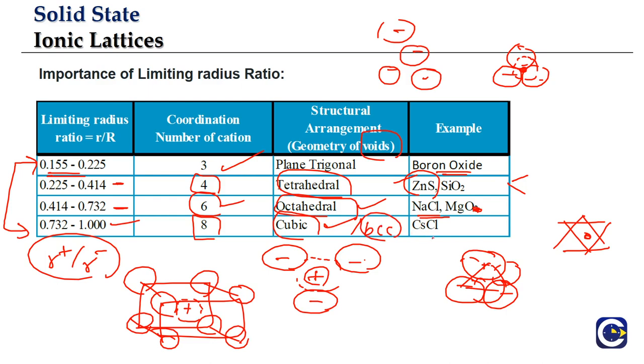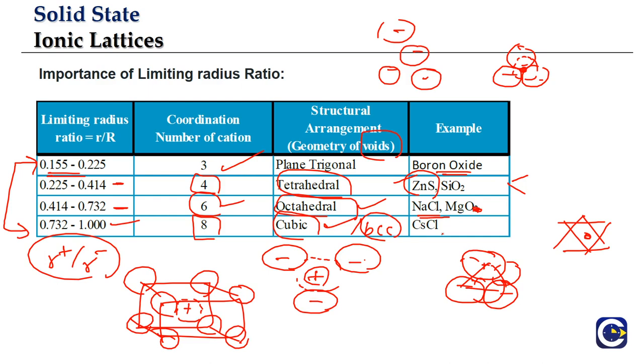It is also commonly called as what? BCC. Remember, for the metallic lattice types, BCC means what? The atoms of the metal will be at the corners of the cube, and also one metal atom will be sitting at the body center.